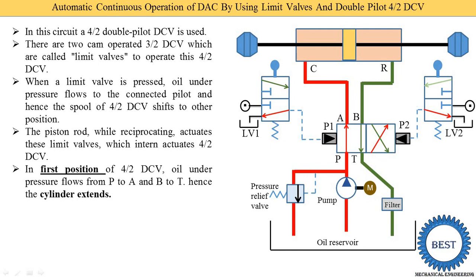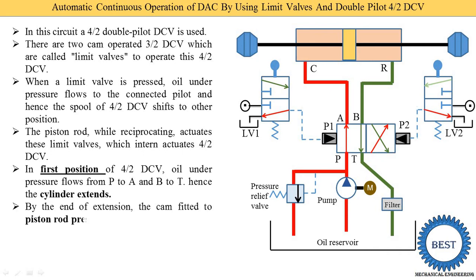At the same time, the oil present on the rod end side comes into the R port. From the R port it goes to the B port. From the B port, you see that it is connected with the T port. So oil flows from B to T, and from T the oil is supplied to the reservoir. Now when the extension is over, what happens?